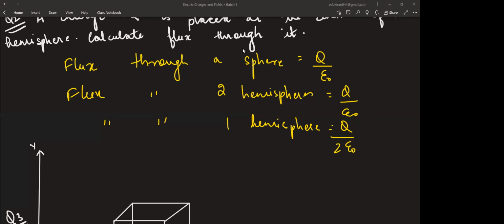All right. So instead of saying a sphere, if I say two hemispheres, two halves of a sphere, that is equal to a sphere, right? Do you agree till here? Yes, ma'am. So if flux through two hemispheres is Q by epsilon naught, so through one would be Q divided by 2 epsilon naught. Clear? Okay, ma'am. I understand.